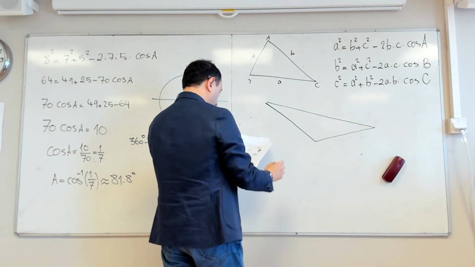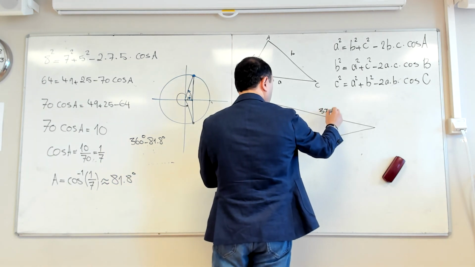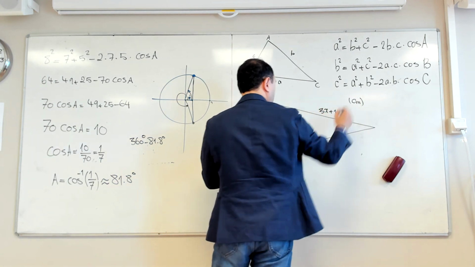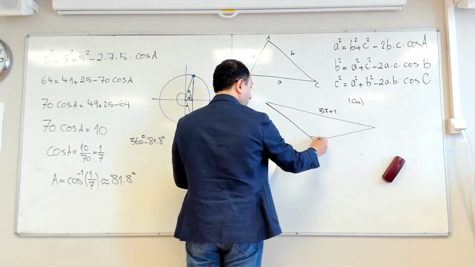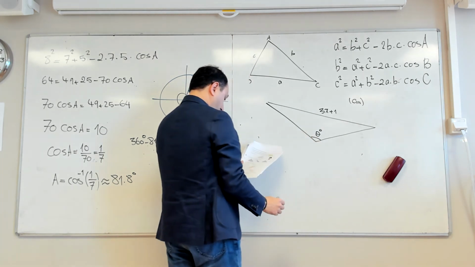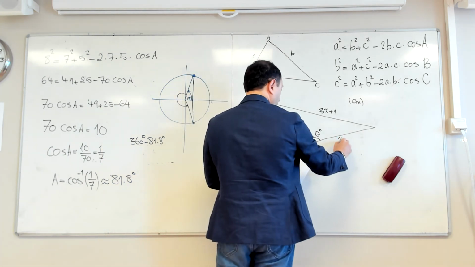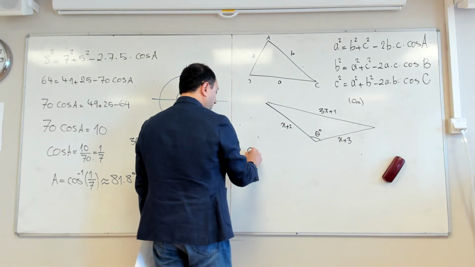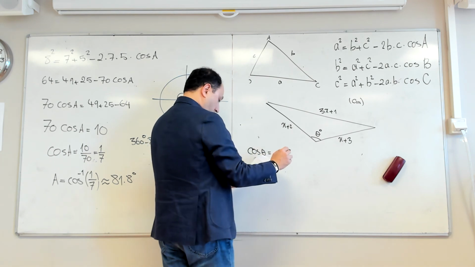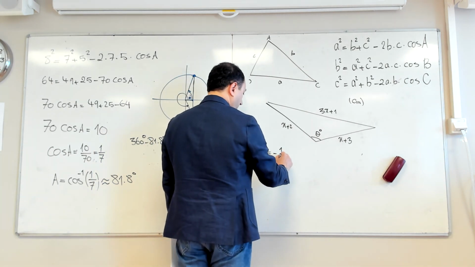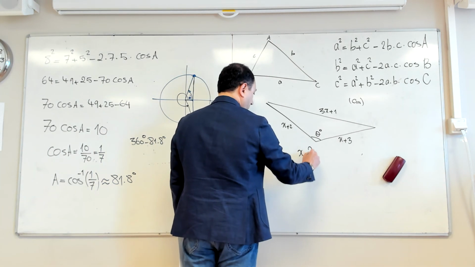Something like that. So here is 3x plus 1. Everything is expressed in centimeters. And this angle is given to be theta degrees. And then this is x plus 2. And this is x plus 3. And then cosine of theta is given to be minus 1 over 5. And then you are supposed to find x.